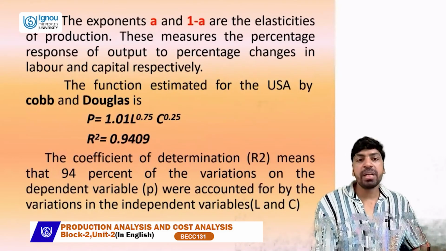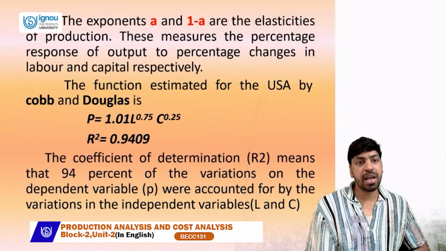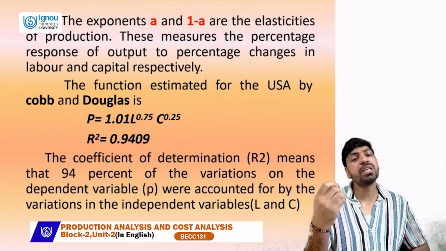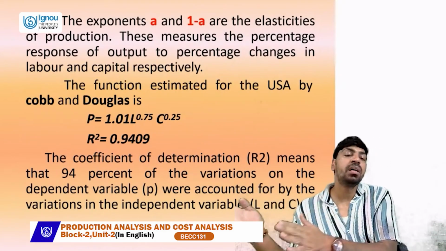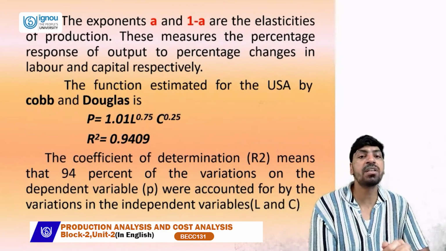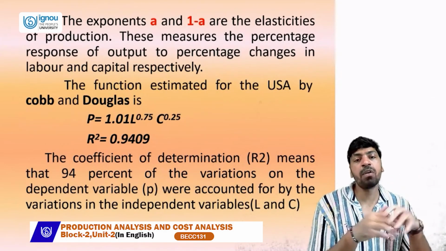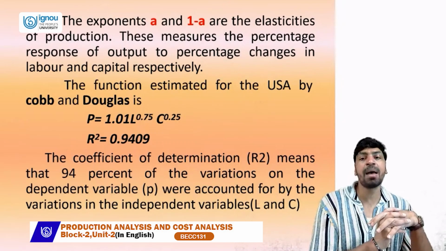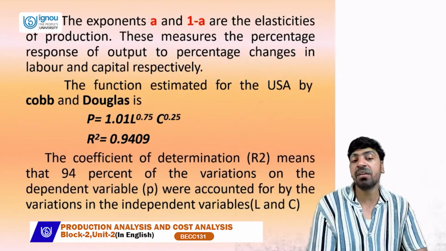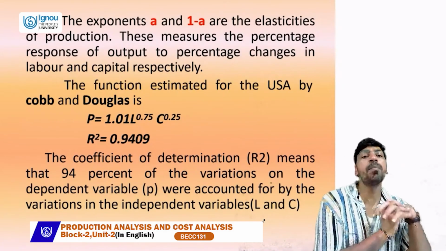When we talk about a and 1-a in the formula, these are called the elasticities of production, that is, how much responsiveness they give to the factor inputs that yield the level of output. This measures the percentage response of output to a percentage change in labor and capital. So if there is any change in labor and capital, there should automatically be a change in the level of output. This concept has been estimated for the US by Cobb and Douglas.